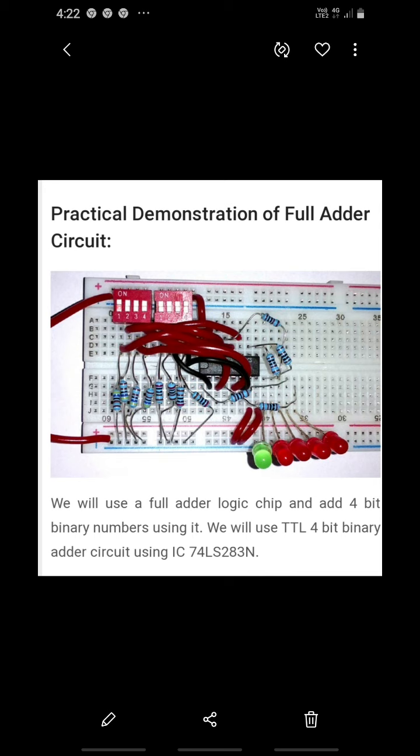wires. We will use a full adder logic chip and add 4-bit binary numbers. Using it, we will use a TTL 4-bit binary adder circuit using IC 74LS283N IC.